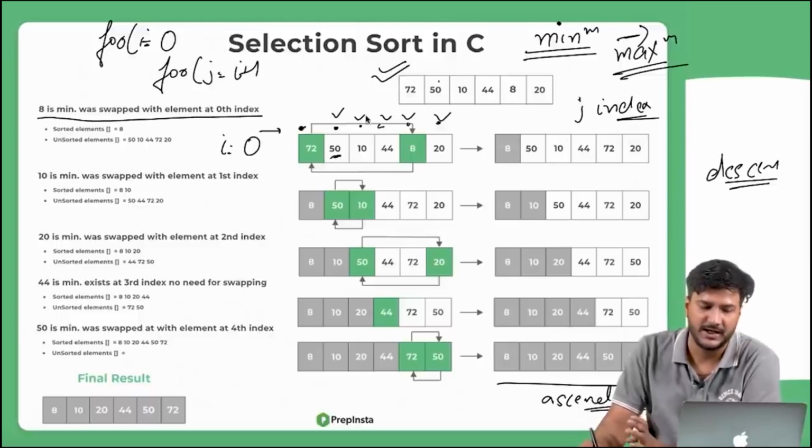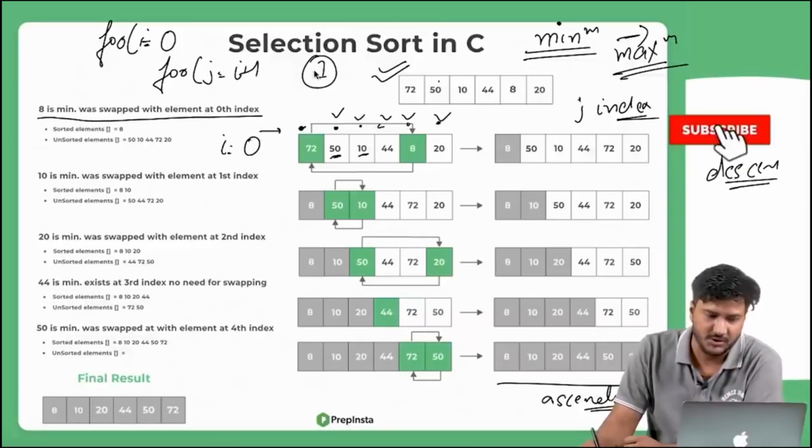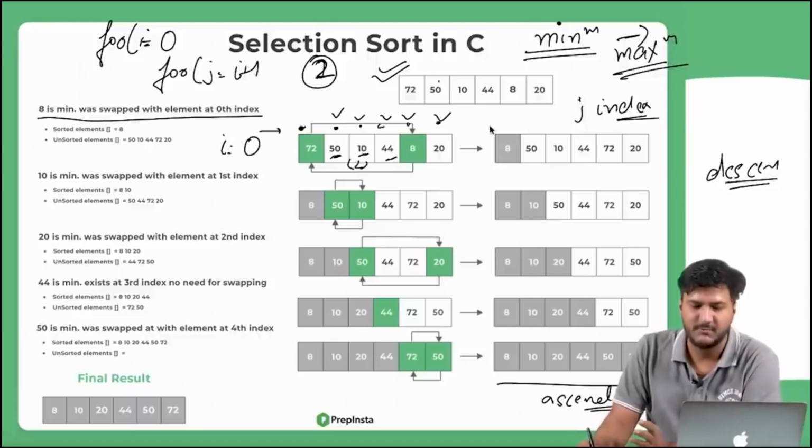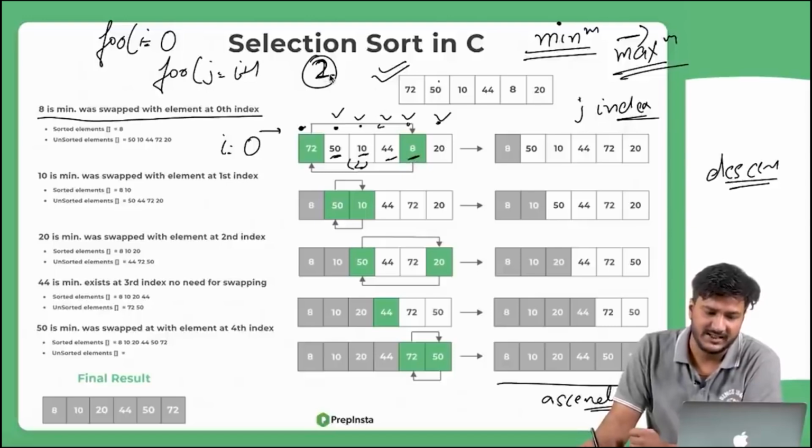So I will note that my minimum index has one value. Then again, I move ahead, 10 is smaller than my current minimum, so I will store that the second index is the minimum value as of now. Then I go to 44. Obviously, 44 is larger than my minimum value at index 2, so I move ahead. Then I go to 8, which is obviously the smallest value, so I will change my min index from 2 to 4.